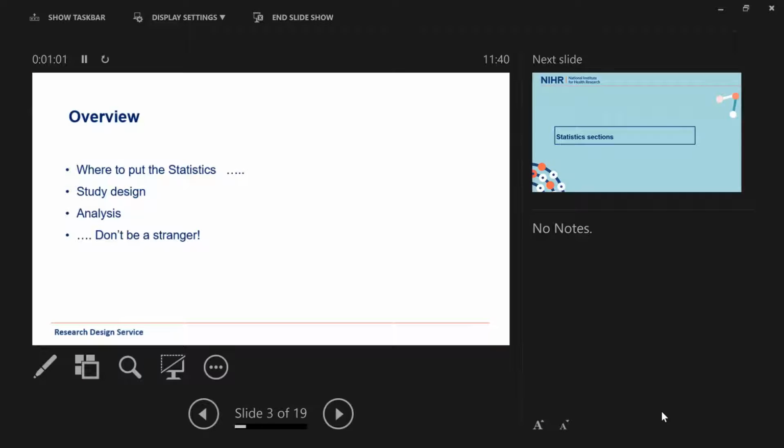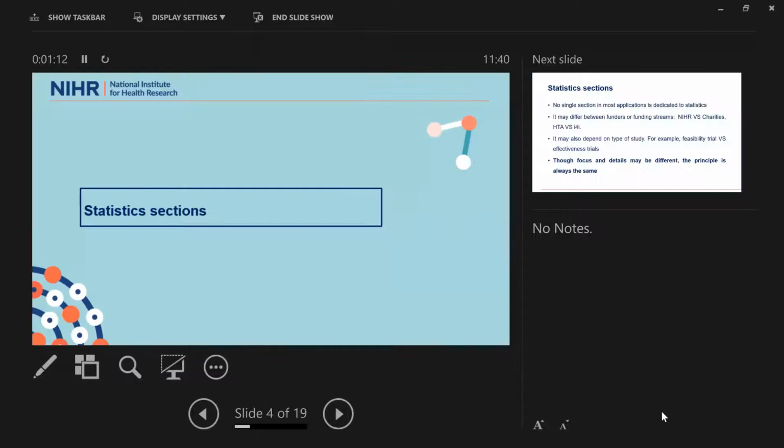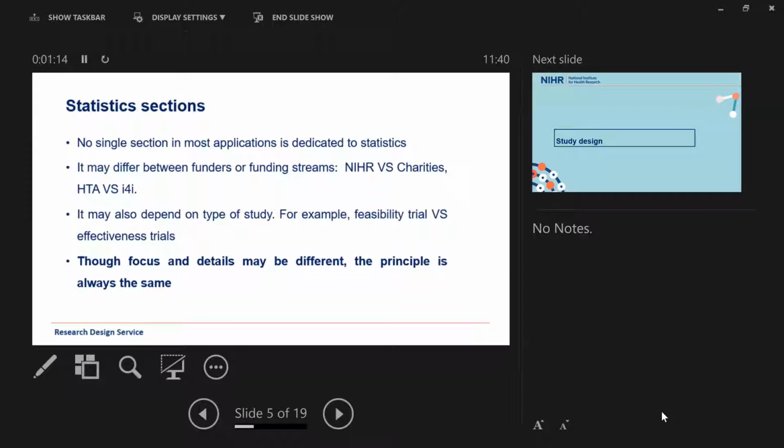So in terms of statistics, where to put it, a bit of study design, analysis, and then I'm calling a final section there, don't be a stranger. So the statistics section: to start with, there is no single section that should just have your statistics in it. You really need statistics throughout the application.